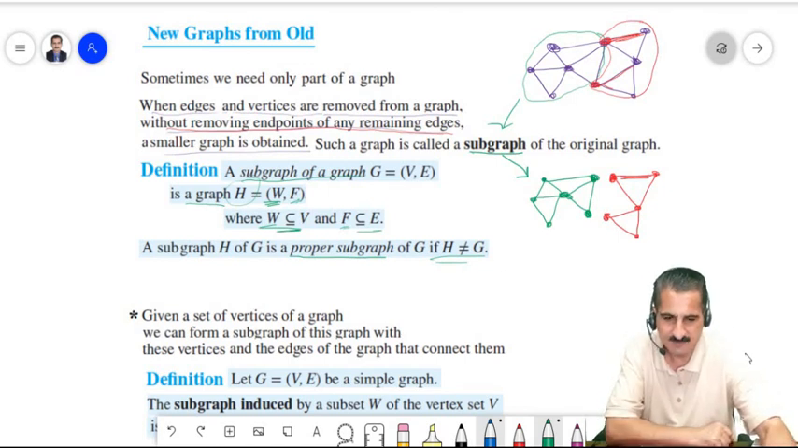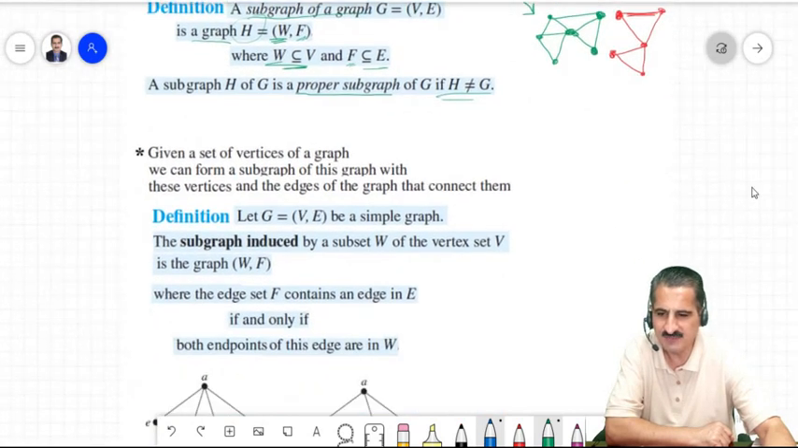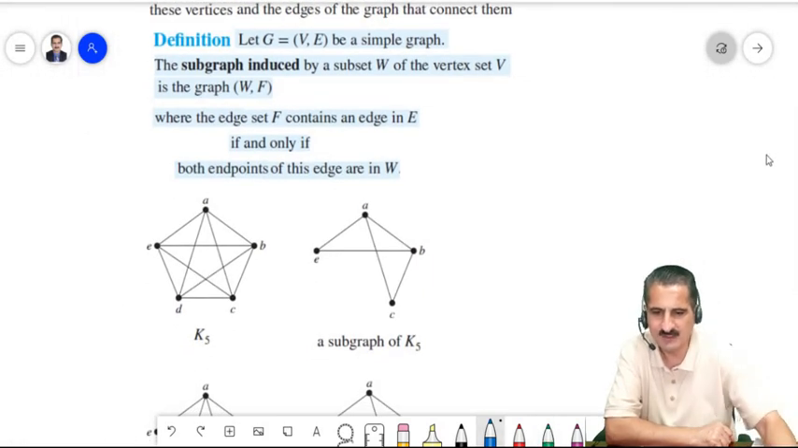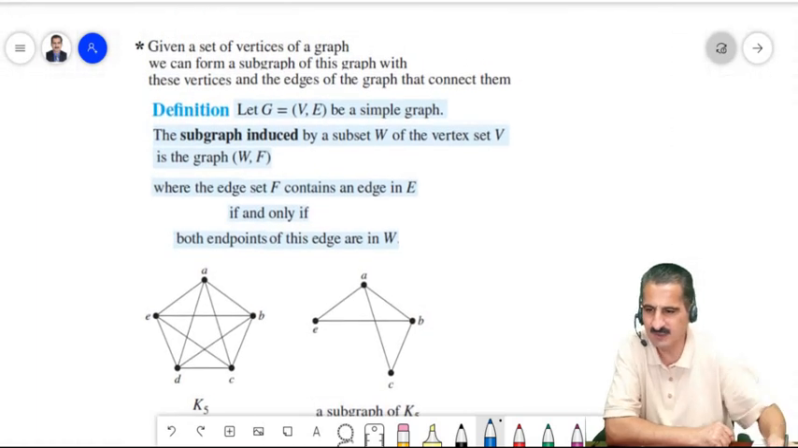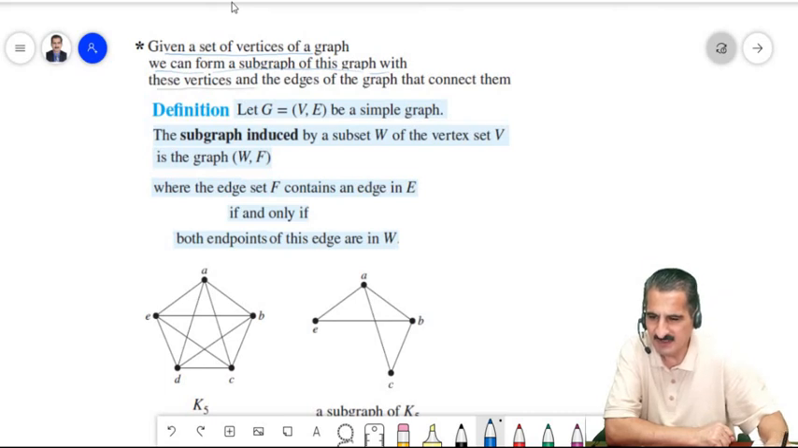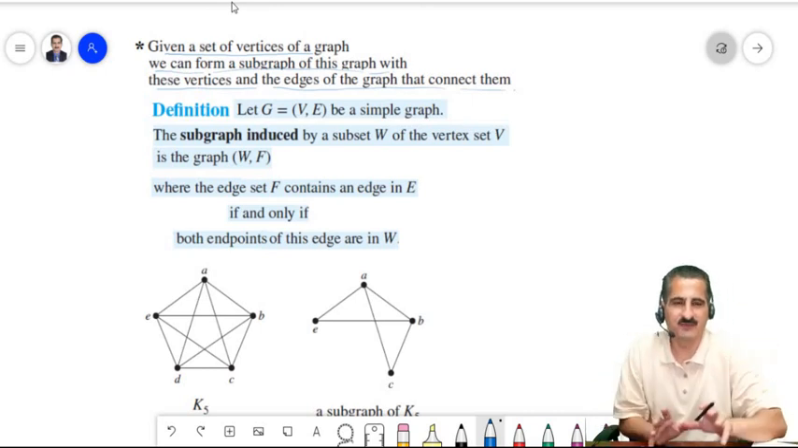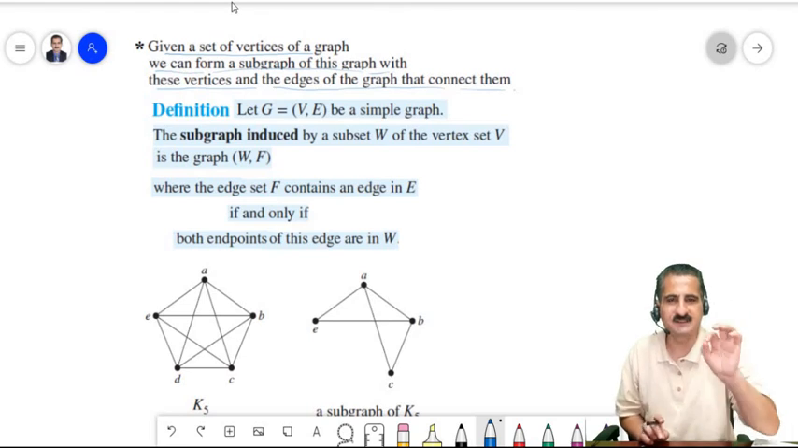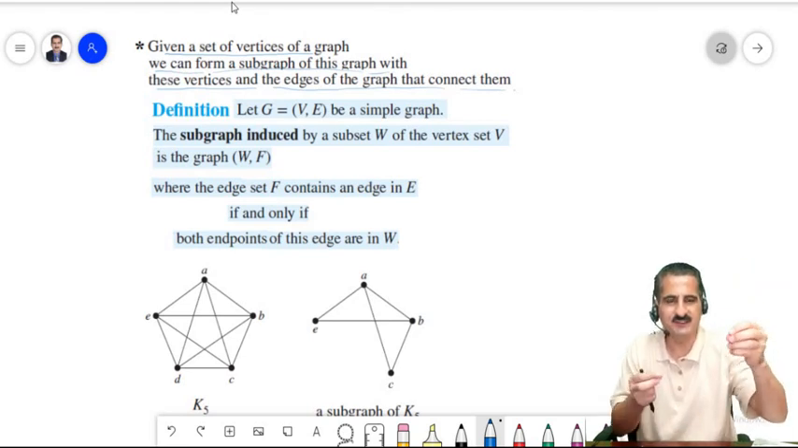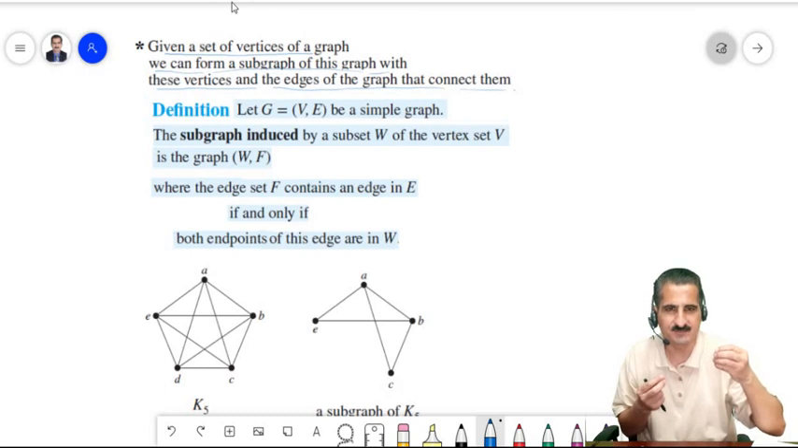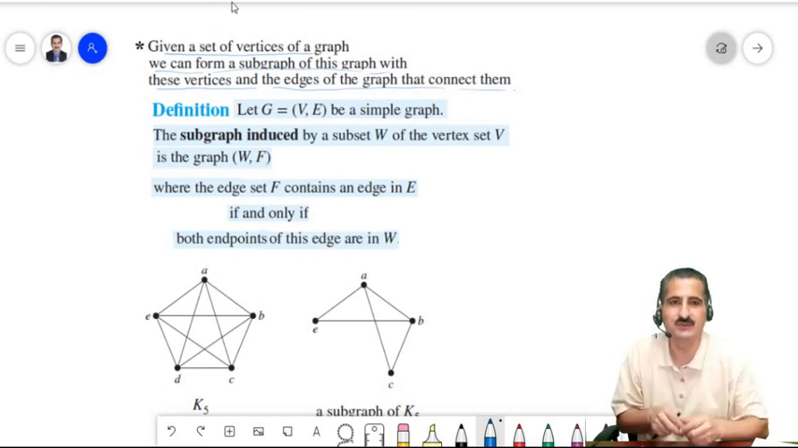Subgraph. Now, one kind of subgraph is called the induced subgraph, and this is important. How do we get the induced subgraph? Given a set of vertices of a graph, we can form a subgraph of this graph with these vertices and the edges of the graph that connect them. What it says is, assume we have a graph and we want to pick some vertices out of it. We take these vertices and take with them the edges connecting these vertices. Then we will have what is called an induced subgraph.